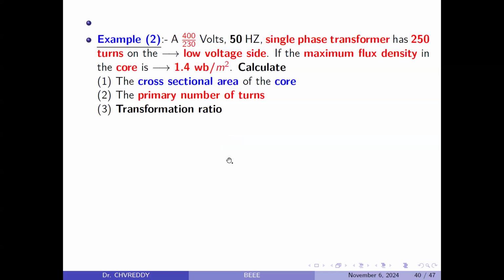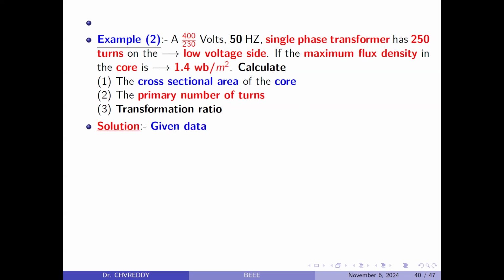So coming to the second problem, a 400 by 230 volts, that means they given E1 by E2, comma 50 Hz. That means supply frequency they given. A single phase transformer has 250 turns on the low voltage side, that is secondary they given. If the maximum value of the flux density in the core is 1.4 Weber per meter square, they're asking to calculate the cross-sectional area of the core, the second one is the primary number of turns, and the third one is the transformation ratio.